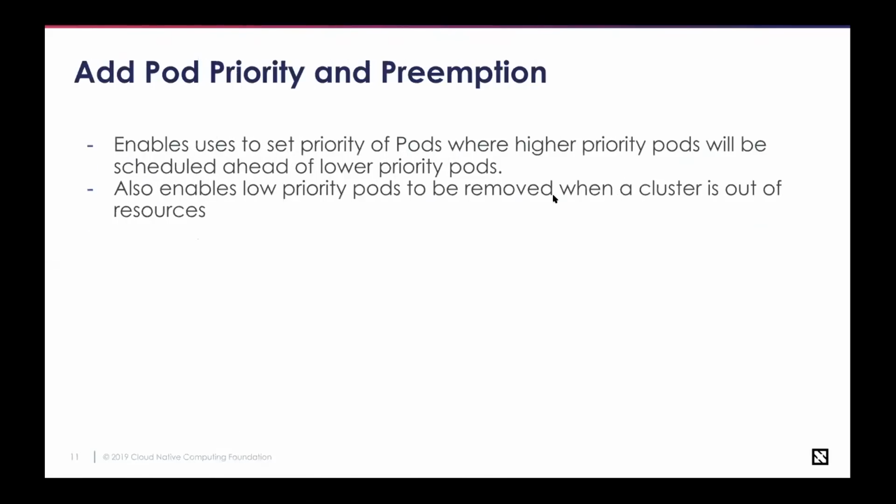Next, we've got adding in pod priority and preemption, another feature, again, building on extensibility here in Kubernetes 1.14. This is enabling users to set pod priority relative to other pods, so indicating what pods are higher priority and should be scheduled ahead of lower priority pods. And this will also help if you run out of resources, making sure that lower priority pods are removed to allow for higher priority pods to run.